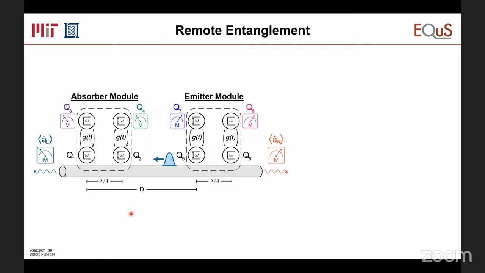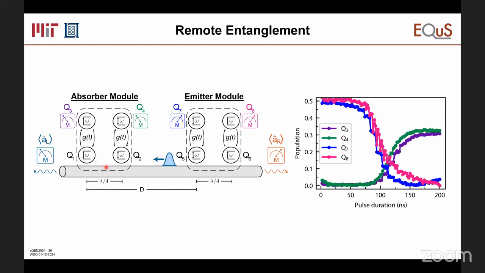The last experiment, and then I'll hit the top of the hour, so I'll stop there, is a remote entanglement experiment. Of course, what we want to do is not just show that we can send a photon from left to right and absorb it. We actually want to entangle both sides, because then we can do quantum gates between non-local qubits. So here we have an emitter on the right. We send a photon to the left. This is the data I showed a moment ago. We're emitting, and then we're absorbing. And if we pick this point roughly right here, we can create entanglement between these two modules.